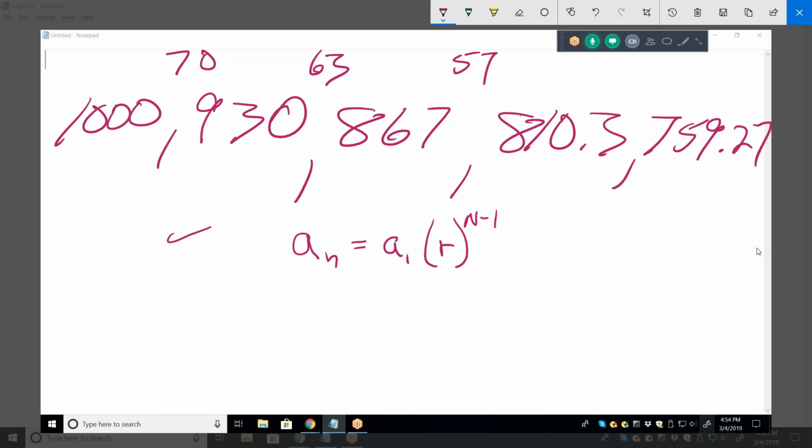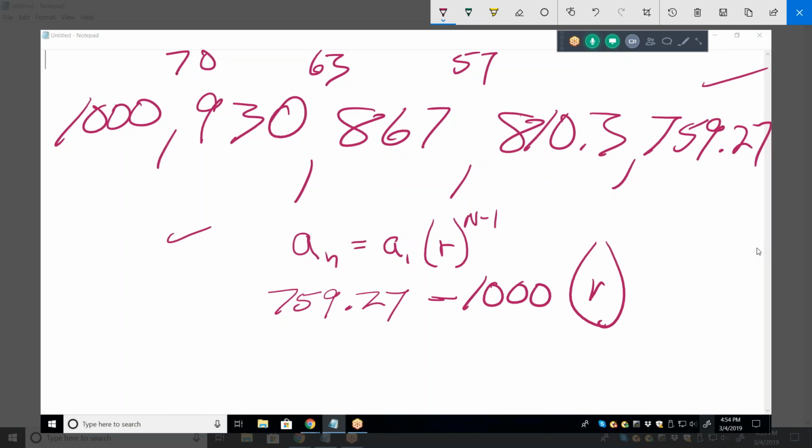In other words, is this a true statement? I know what the first term is, 1,000. I know what the fifth term is. So I can check whether this is correct, and I can solve for r. And r is going to be 0.93.